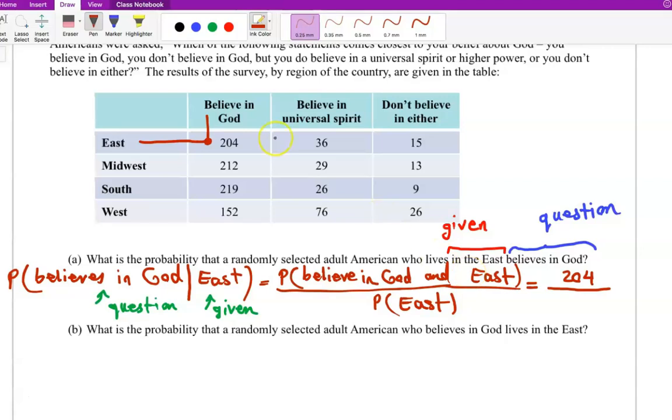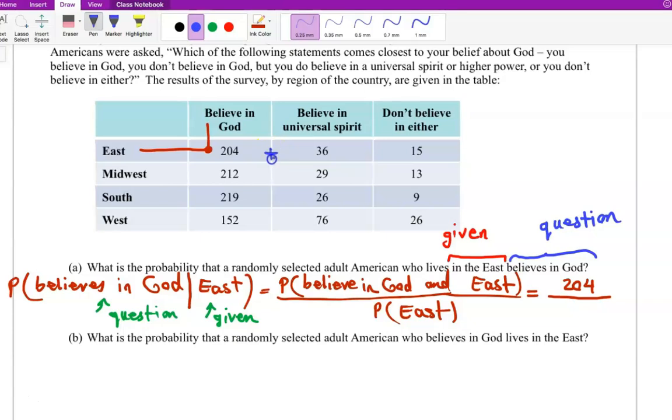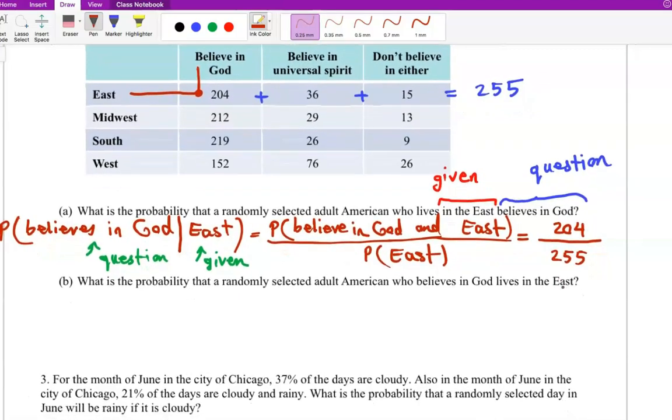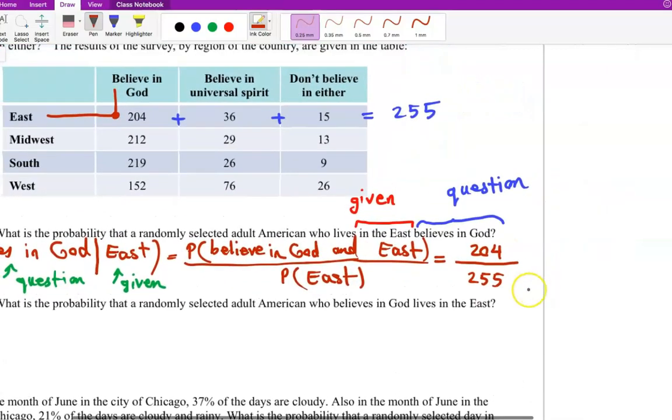So for that part, the probability of East is: we should add all these numbers. 204 plus 36 plus 15, we have 255. So this is 255 in the denominator. That's the total that we have for the East. And that is 0.8.